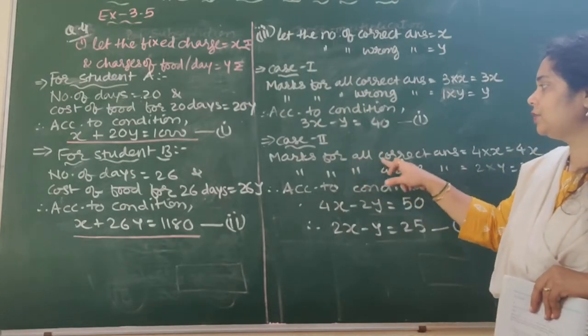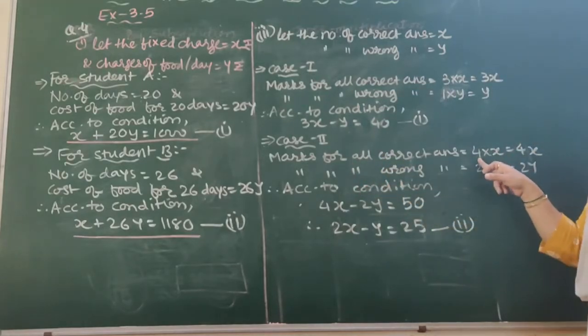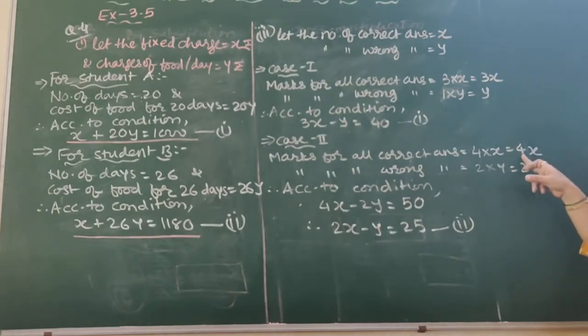Second condition, marks for all the correct answers: as he got 4 marks for each correct answer, it is 4x.